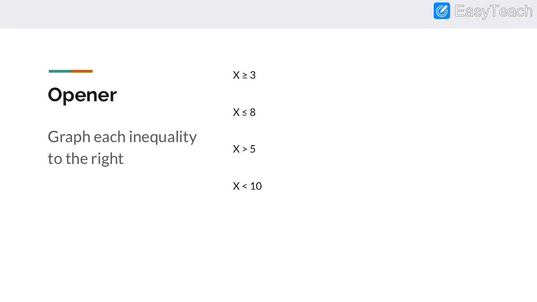For our class opener today, we're going to be graphing each of these inequalities. It's important that you remember the difference between open circles and closed circles. We're doing this in our Google Meet, so we're not going to show this piece here in this video.